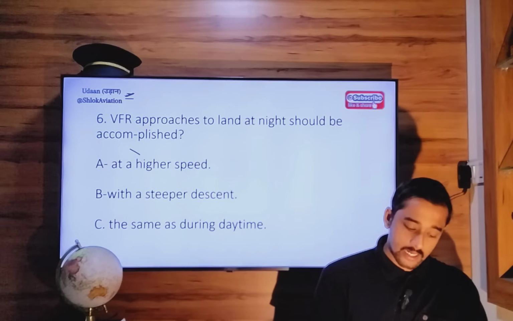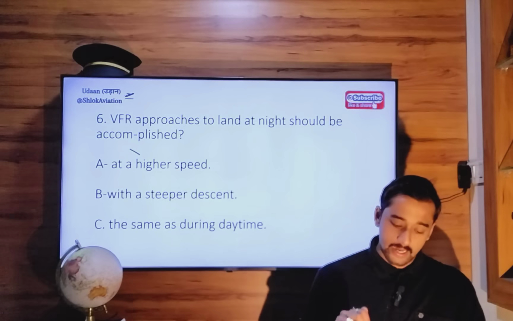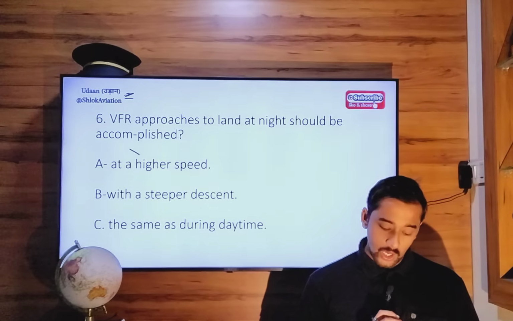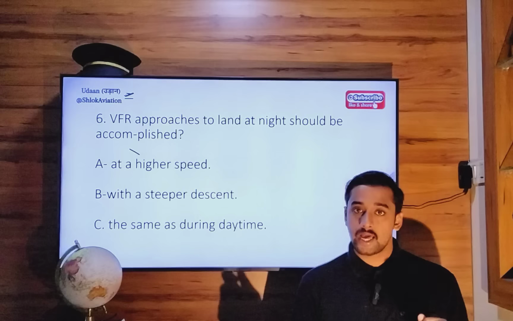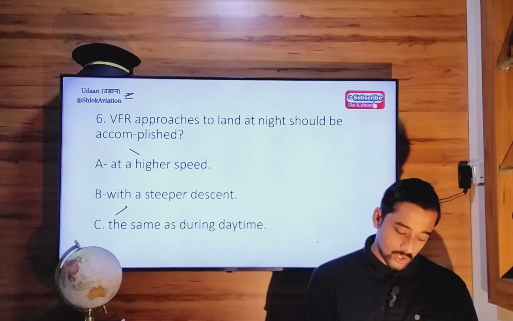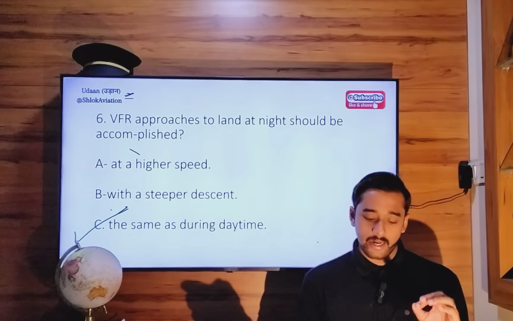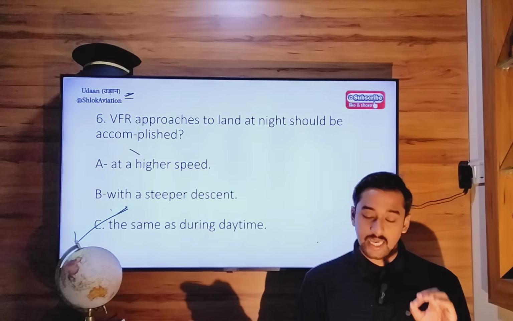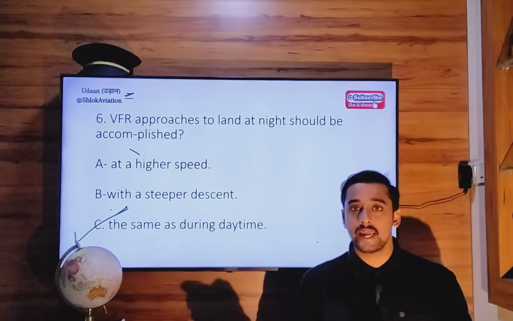So whenever you are conducting a VFR approach at night time, all your planning, your descent airspeed should be the same as that during daytime. So the correct option will be option C. VFR approaches to land at night should be accomplished the same way you accomplish VFR approaches at daytime.